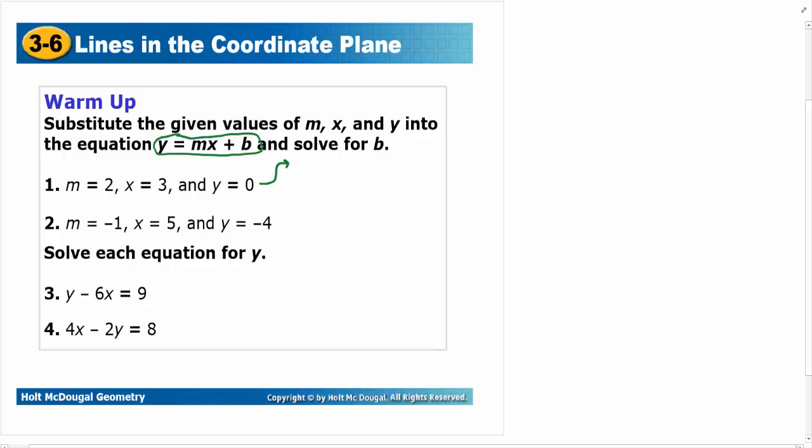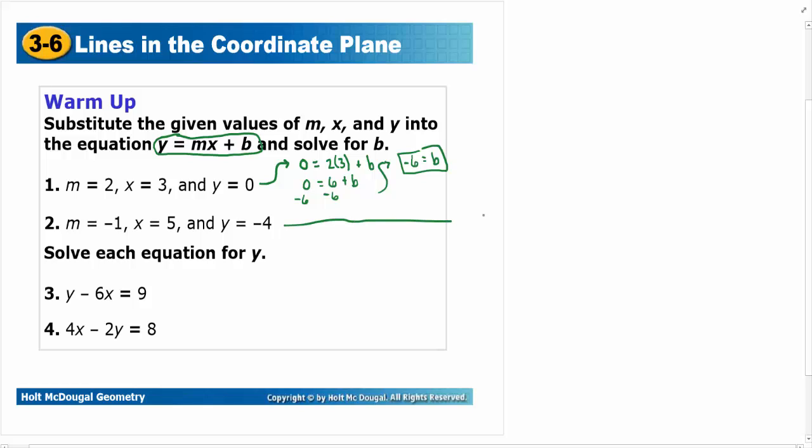So y is 0, it's our first number here, so it's going to go 0 equals mx, so m is 2, x is 3, and then we're going to solve for b. So this is 0 equals 6 plus b, subtract 6 from both sides, and we're going to get negative 6 equals b. So that's number 1, b is negative 6.